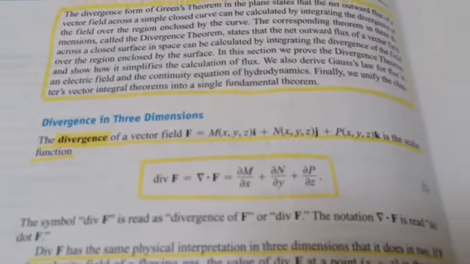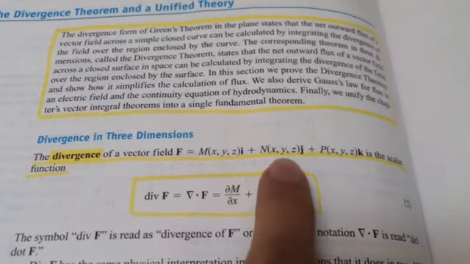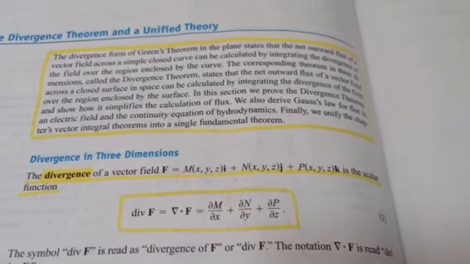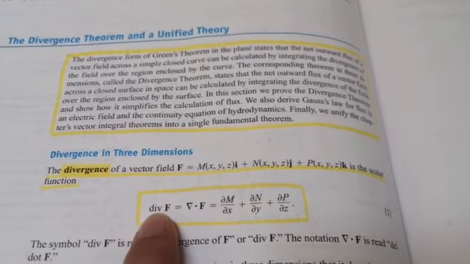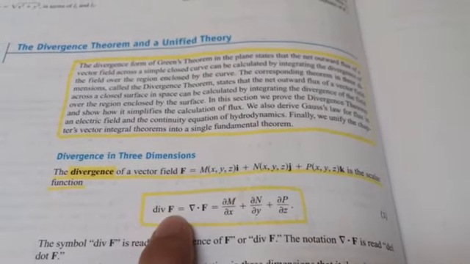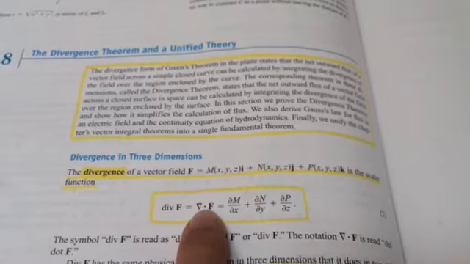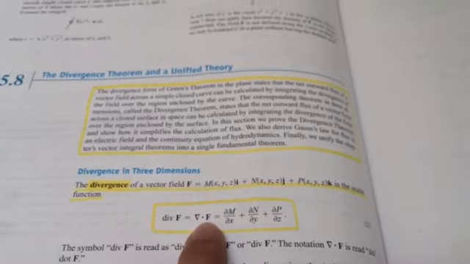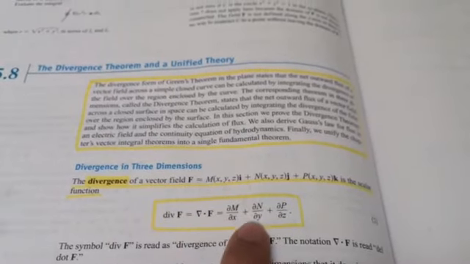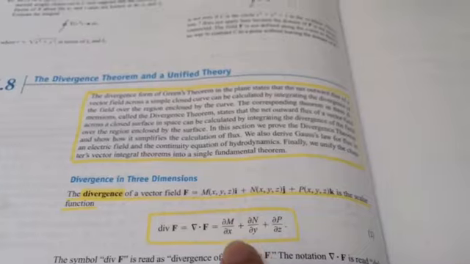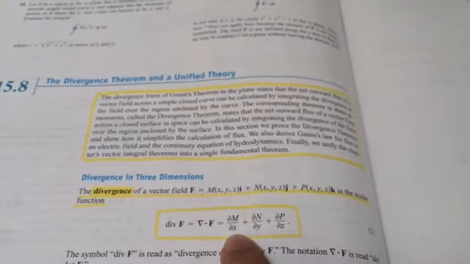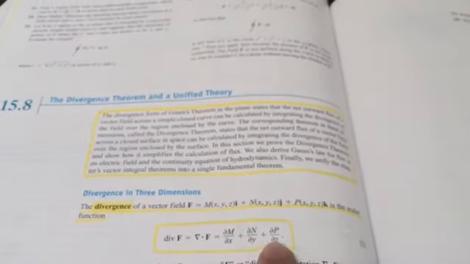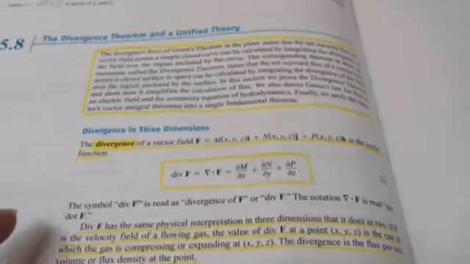So divergence, we have a vector field: M is in the i, N is in the j, P is in the k. And so the divergence, div for divergence, of F, the vector field, is the gradient vector dotted into F. That's more like a definition kind of formula. It's not the computational one that you're going to use. The computational one that you're going to use is this one. So for computational purposes, the divergence of F is all of these partial derivatives: the partial of M with respect to x, partial of N with respect to y, partial of P with respect to z.